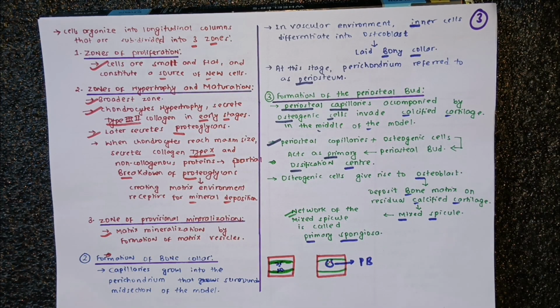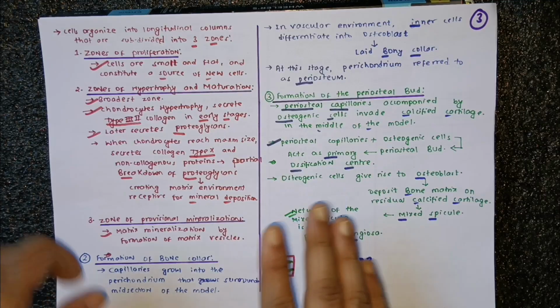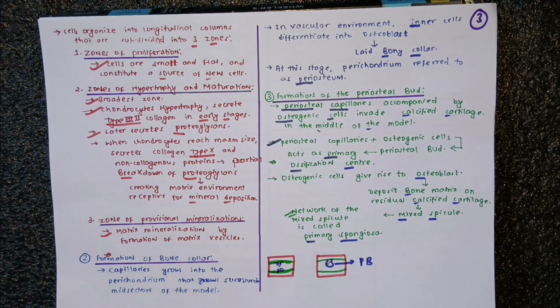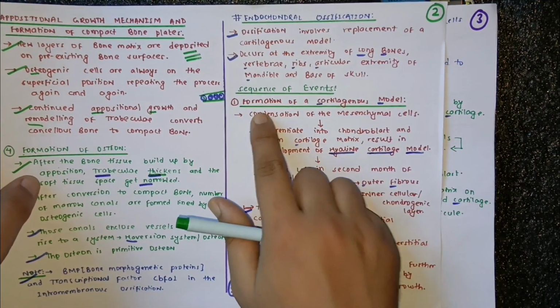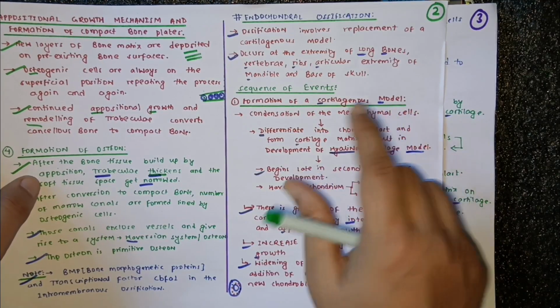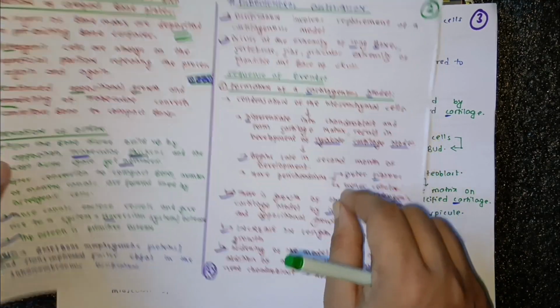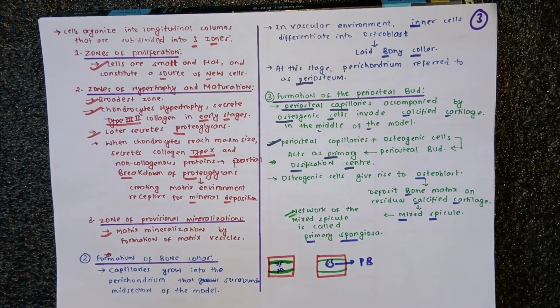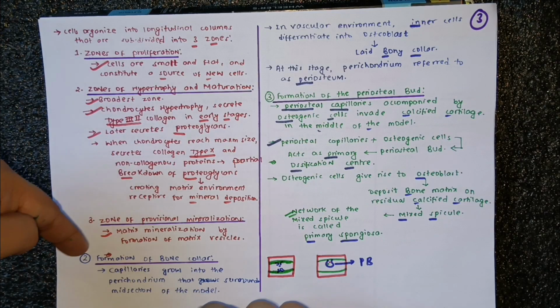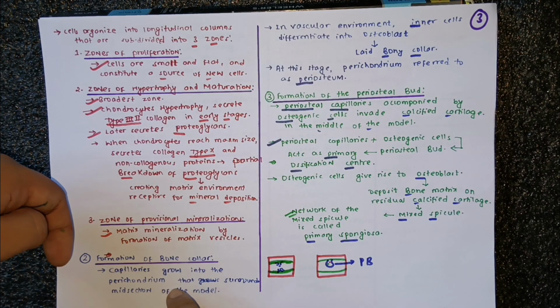So first of all, there is a formation of the cartilaginous model, as I have taught you in this paper. So a proper cartilaginous model is formed there, and we have discussed the three zones there, and there is a formation of the bony collar.